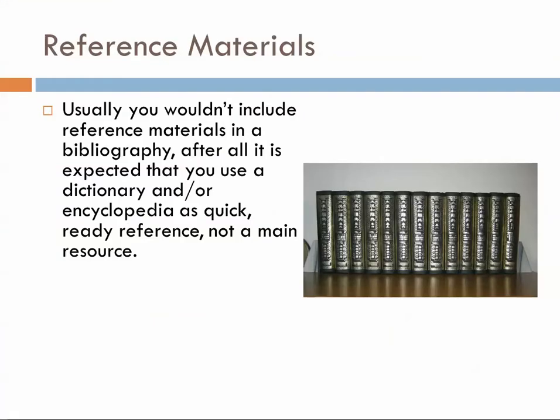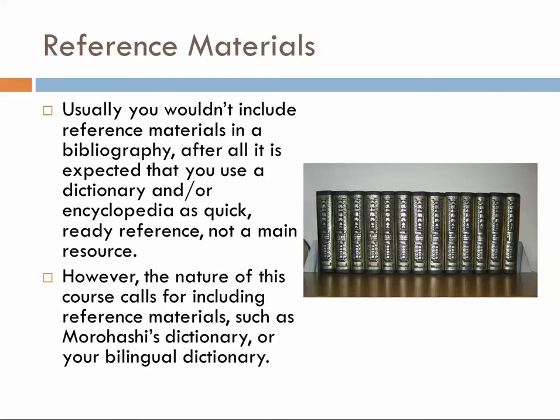The last category of resource that I mentioned was reference materials. Admittedly, usually you wouldn't include reference materials in a bibliography. After all, it is expected that you use a dictionary and/or encyclopedia as a quick, ready reference kind of book, not as a main resource. But the nature of this course, which is Bibliographic Methods, calls for including reference materials in your final project. I'll require that you include at least one, such as Murahashi's dictionary or a bilingual dictionary or an encyclopedia. Any of those would be acceptable.